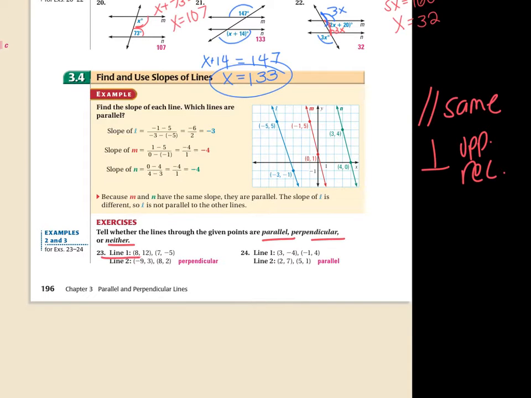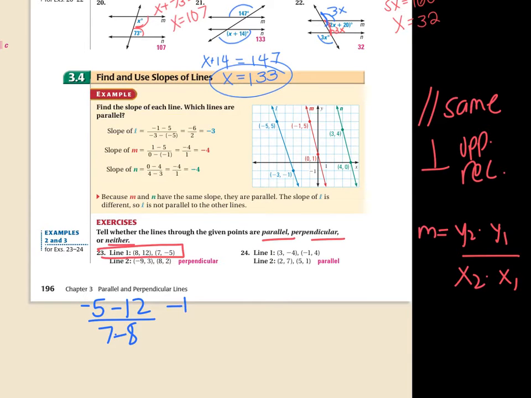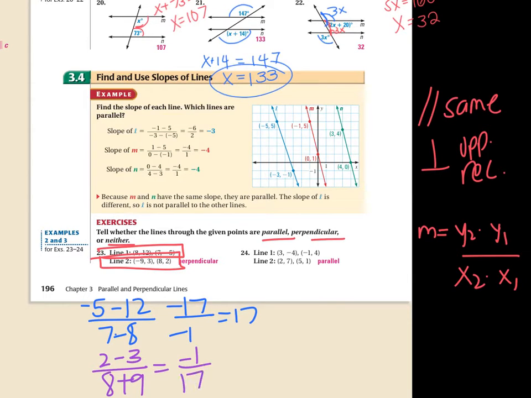So to find the slope of a line, I do y2 minus y1 over x2 minus x1. So in this case, negative 5 minus 12 over 7 minus 8, and I'd get negative 17 over negative 1, which is 17. Slope of line 2 would be 2 minus 3 over 8 minus a negative 9, which becomes plus 9, negative 1 over 17. So these are definitely opposite. One's positive, one's negative, and they're the reciprocal, which would mean that these are perpendicular.